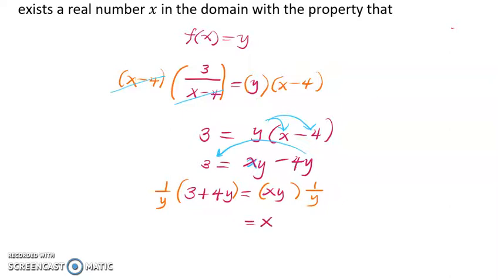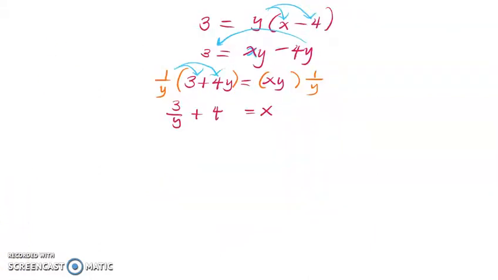On the other side, we multiply this 1 over y to each term. This becomes 3 over y plus 4. Or we can just write this one as x is equal to 4 plus 3 over y, right?